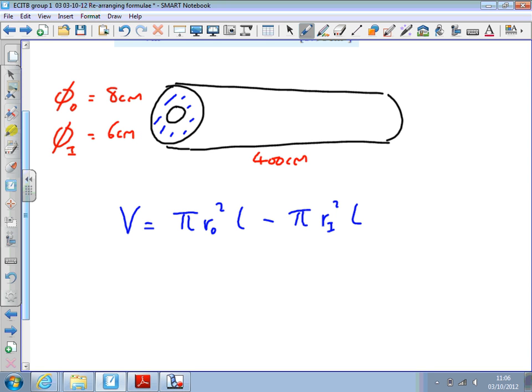Are there any common elements to those two terms? Pi, and not r, because r_o and r_i are different, so what else is common? No, because r_o squared and r_i squared won't be the same. L. So I can take pi and L outside a bracket, leaving just the radius of the outer cylinder squared minus the radius of the inner cylinder squared will give me the volume of that tube.